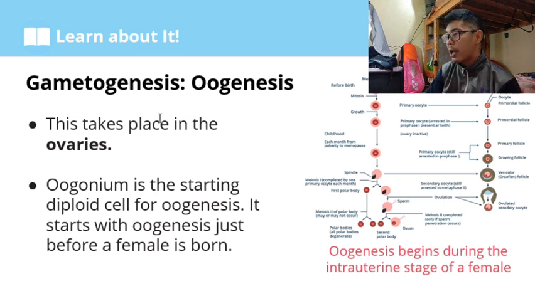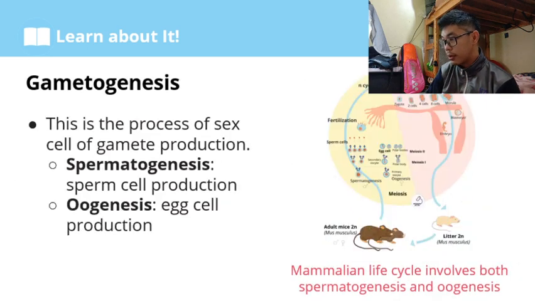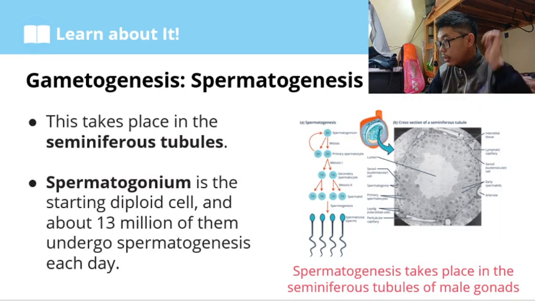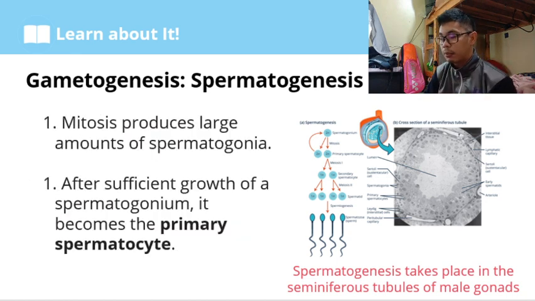For females, it takes place in the ovaries. For males, it takes place in the testis. So the spermatogonium is in the male, and it takes place in the seminiferous tubules. The testis has small tubes inside, which is why we call them tubules. That is where spermatogenesis happens, specifically as part of the testis. So we have that here, then let's go to the females.